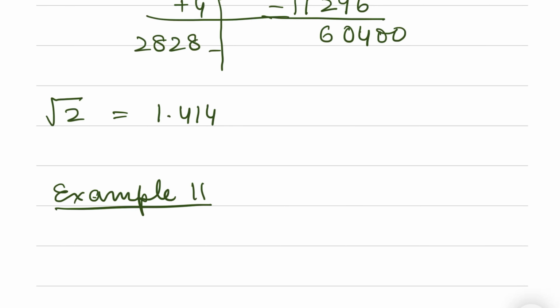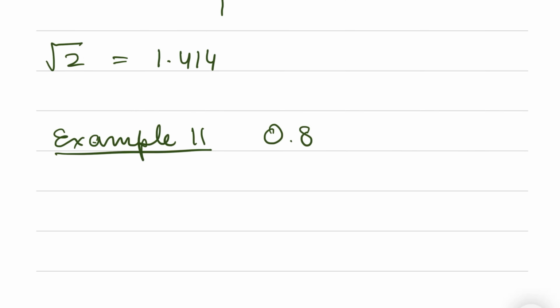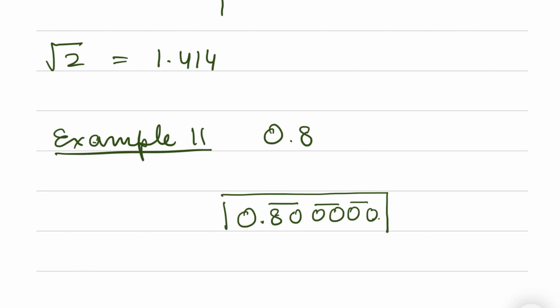Let me take 0.8. So let's start doing 0.8. In this case, I have to start making pairs from the left hand side. And after the decimal point, I can add any number of zeros, right? So I can start making pairs like that and so on. So now let's find out.